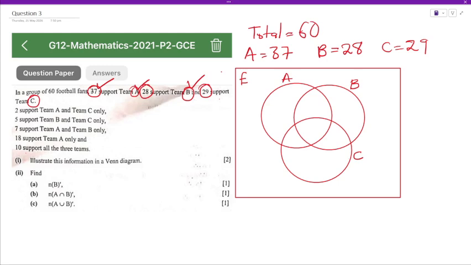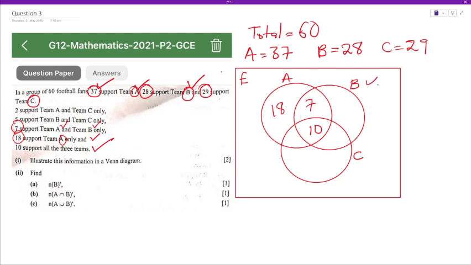Let's start with those that are saying only. So first we start with the 10, which support all 3 teams. So 10, we put it there. Then 18 support team A only, we put those guys there. We can check mark that one. 7 support team A and team B only. We put it there. This is team A, this is team B. Only it is this region there.